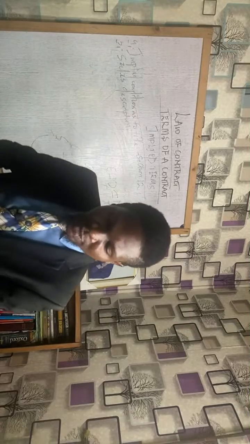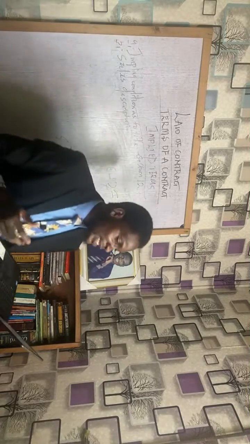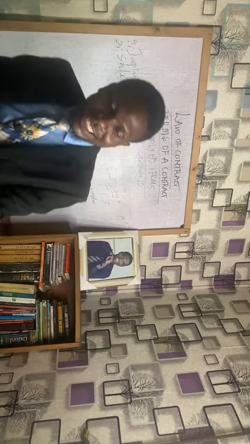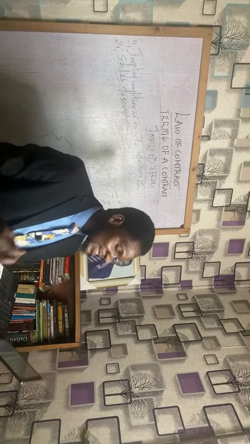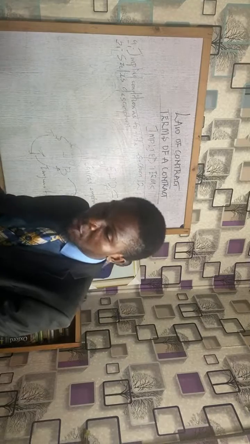Section 13 is what? Sales by description. Now, by section 13 of the Sale of Goods Act, when goods are sold by description, there is an implied condition that they shall correspond with the description, and if the sale is by sample as well as by description, they must still correspond with the description as well as the sample. So this is what they are saying.